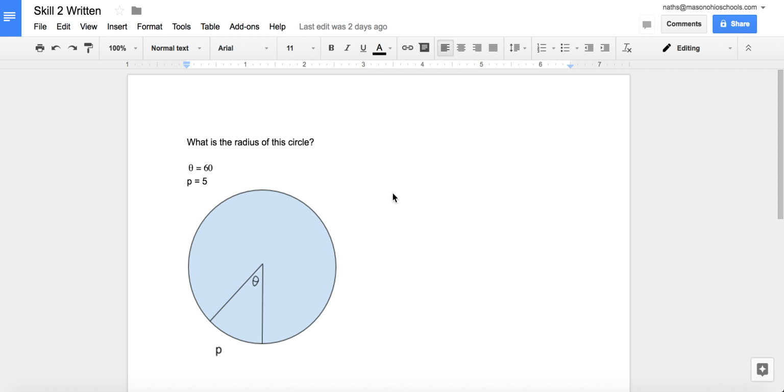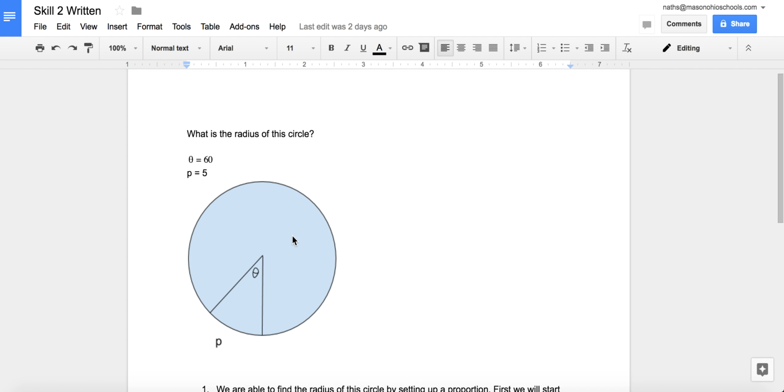Okay, so this is my Skill 2 video, and the goal is to find the radius of the circle, where you're given p, a number which I chose, and theta. For theta, I decided to choose 60 degrees, and for p, I chose 5 units. And p in this problem, although it may look like it's just this length, that's not what it is.